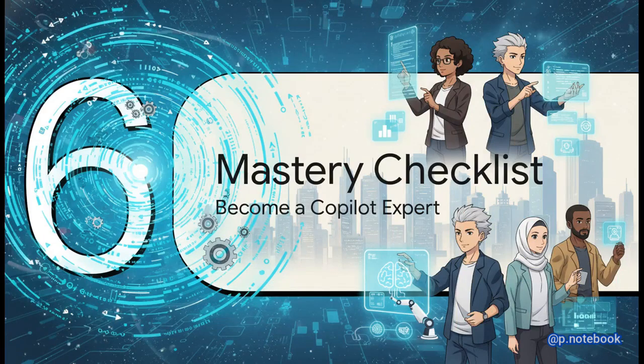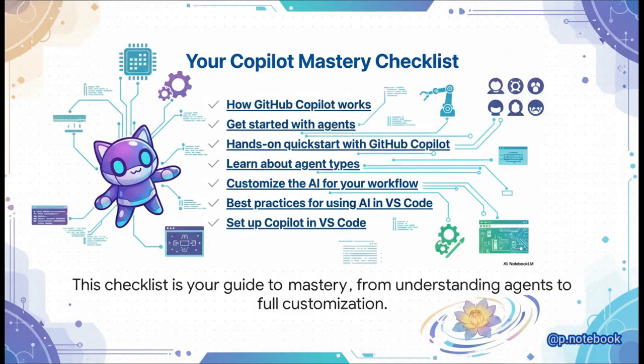And that brings us to our final section, Section 6, the Developer's Mastery Checklist. We've covered a ton of ground, so let's boil it all down into a final roadmap to get you on the path to becoming a true Copilot expert. So, this is the crucial takeaway. This checklist right here is your guide to putting everything we've talked about into practice.